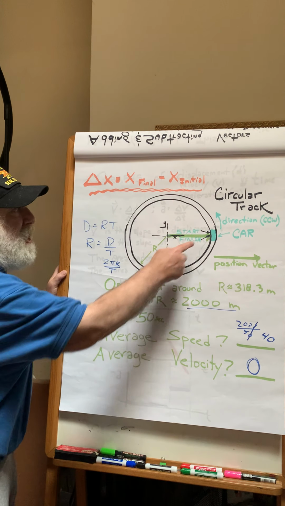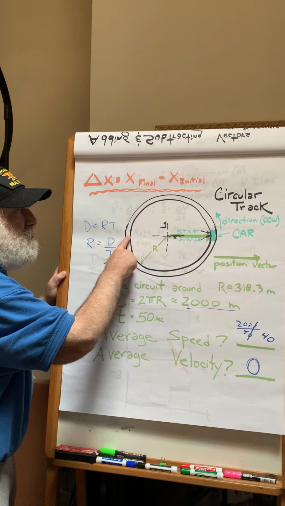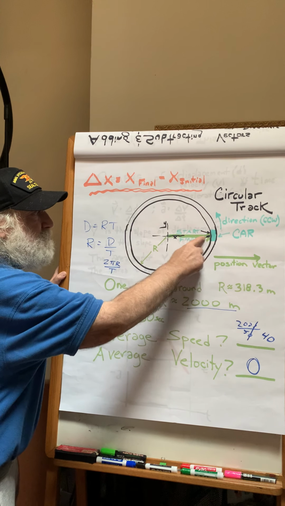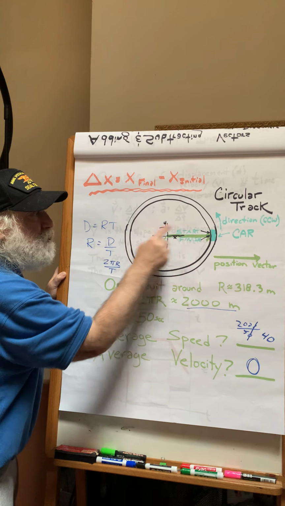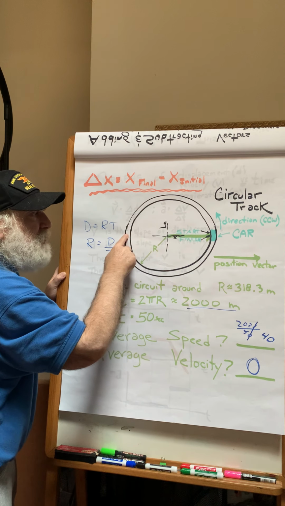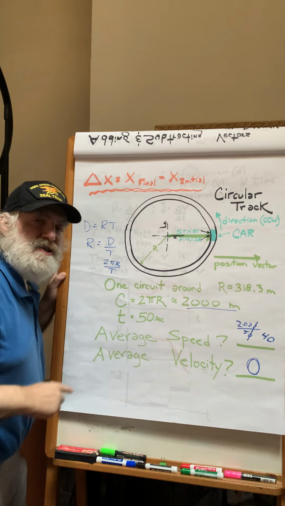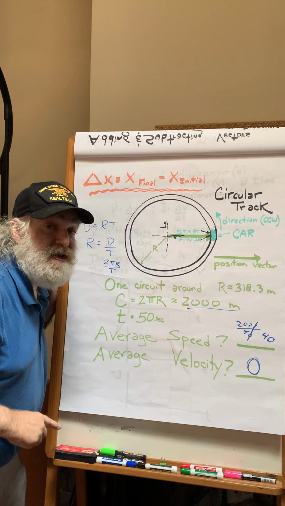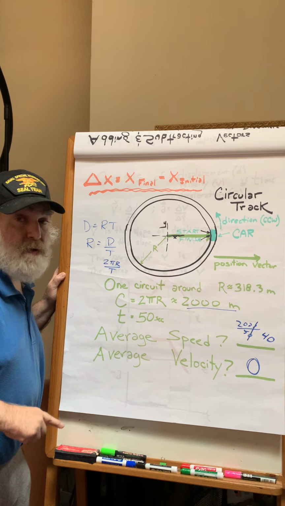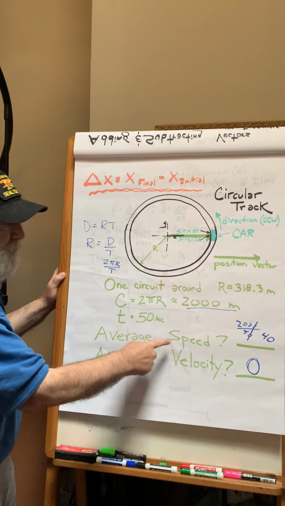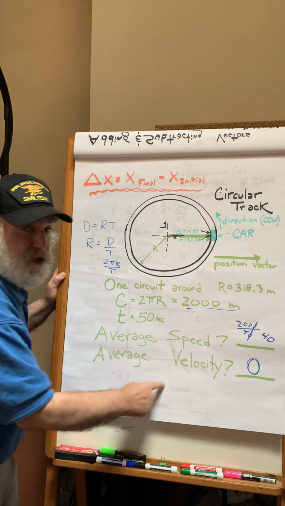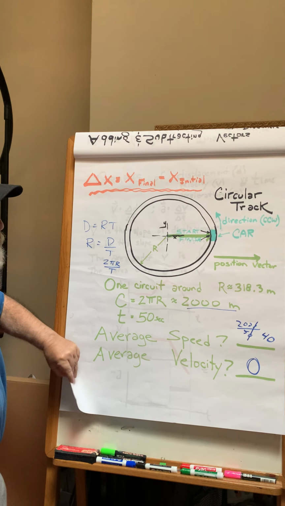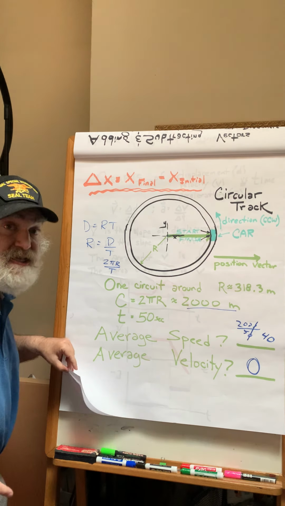Just like asking what would happen if I was over here. Well, then my displacement would be from here to here, or 2r, but the distance I traveled would be half of 2 pi r. So you must keep straight in your head, am I dealing with a vector, or am I dealing with a scalar? Am I dealing with a scalar, speed, or a vector, velocity? And when we do problems, we'll make a big deal about it.